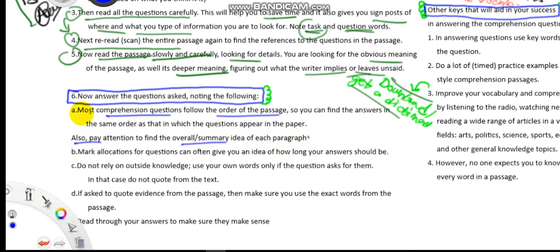The second thing you have to note in answering questions is that mark allocations can often give you an idea of how long your answer should be.